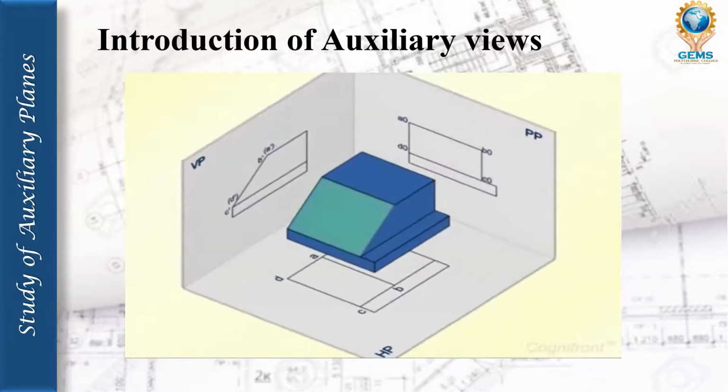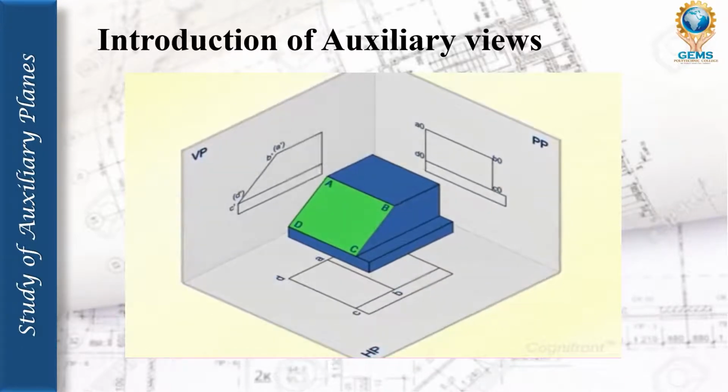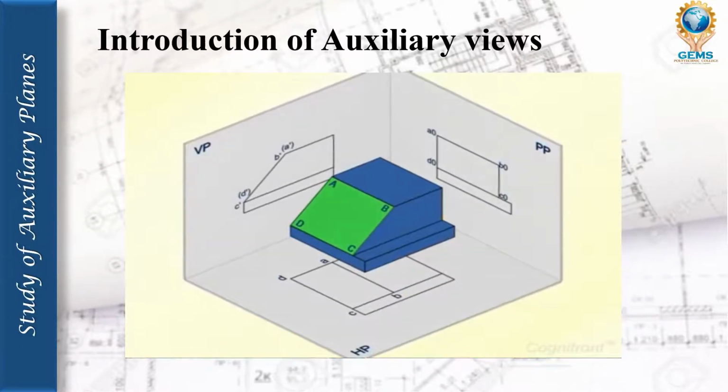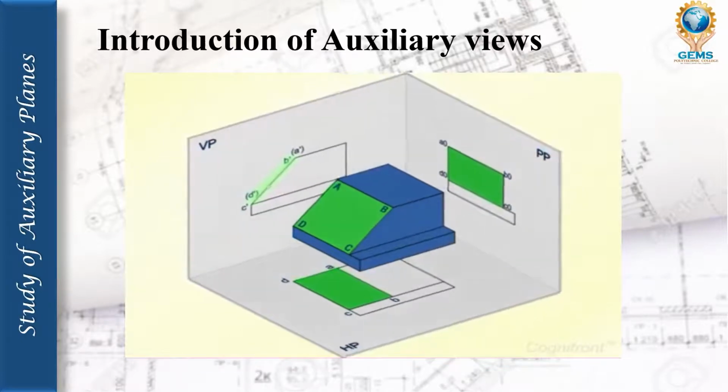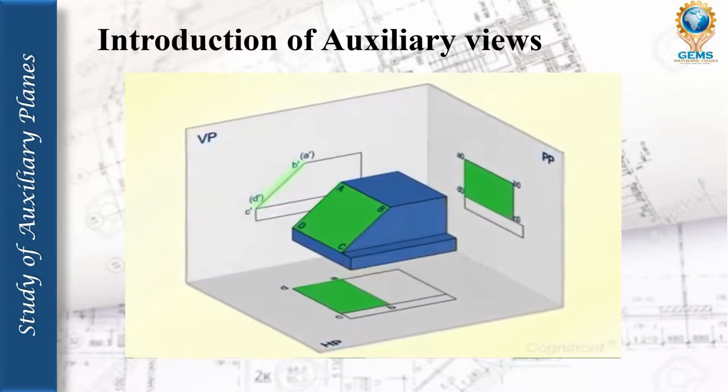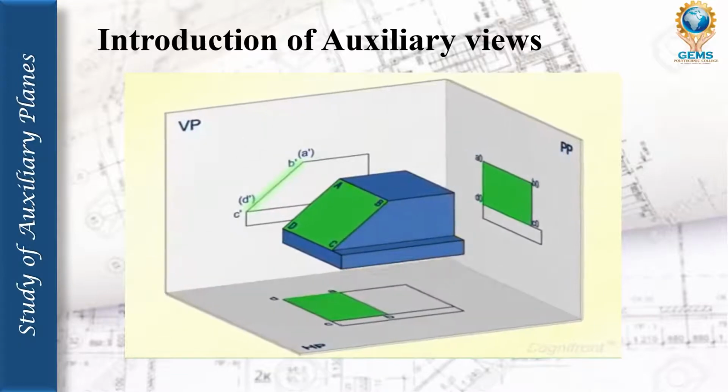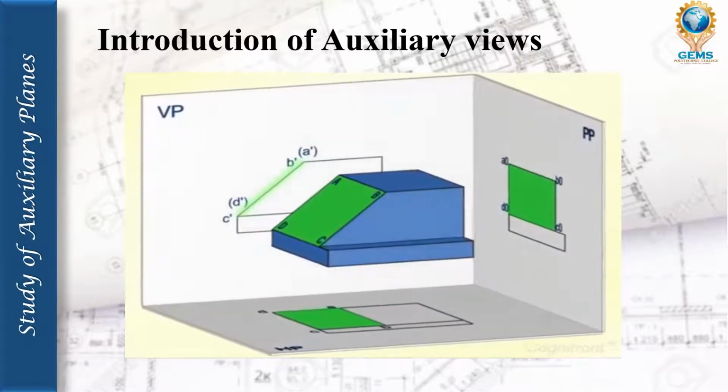However, this object has a surface ABCD which is not parallel to any of the reference planes. Here, inclined surface ABCD is shown in all the three views. Observe carefully. Which view gives its true shape and size? The answer is none of them. Then how can we represent the surface in its true shape and size?